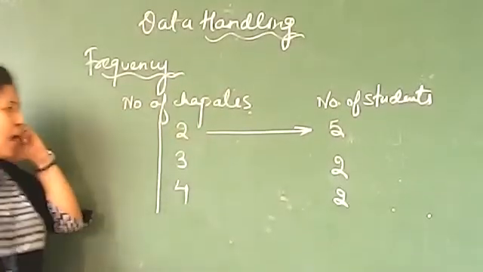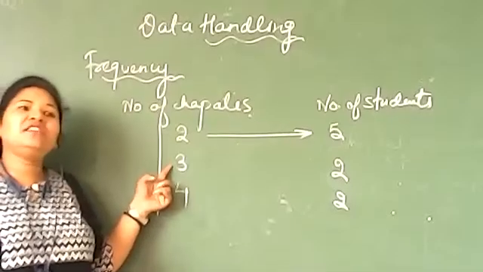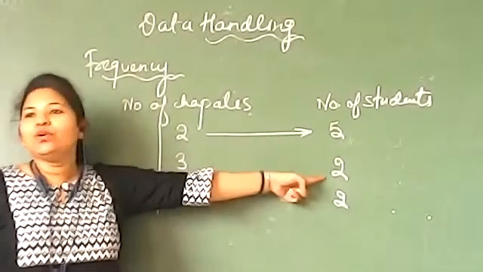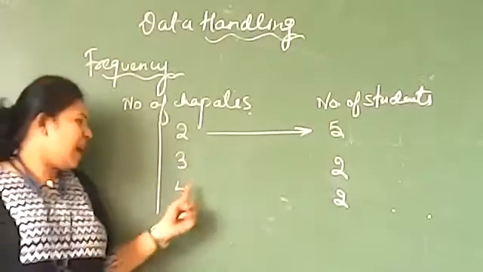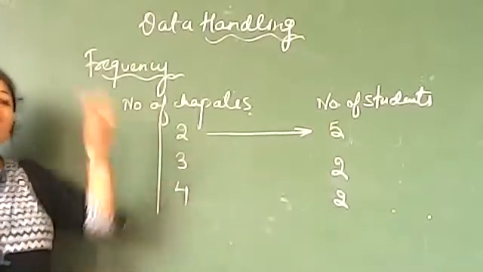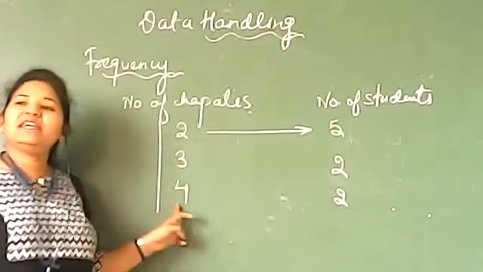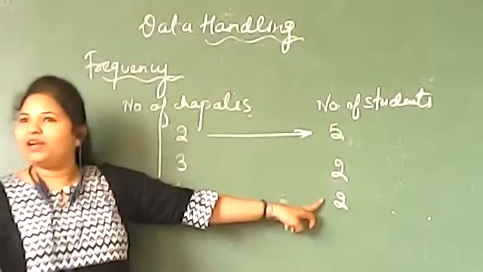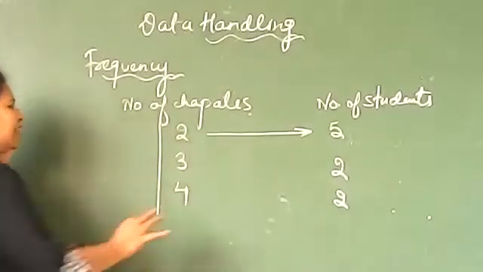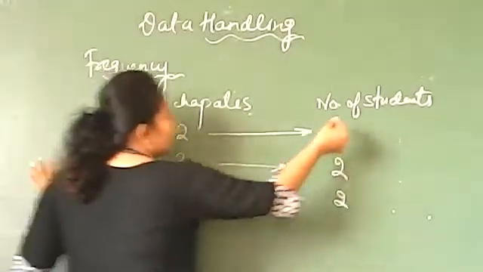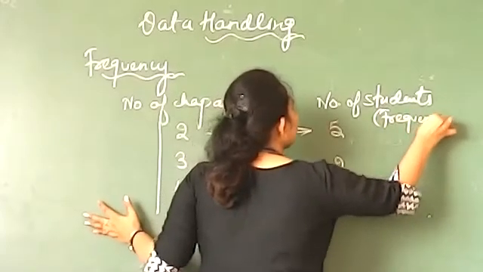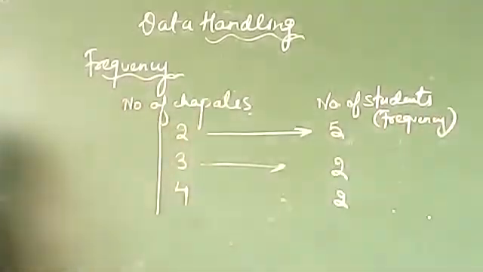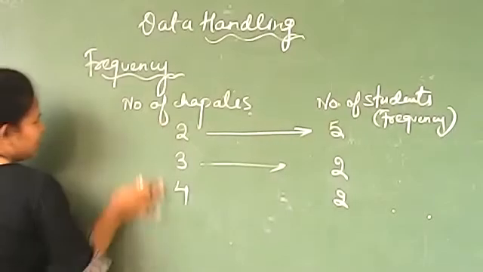ठीक है. Now, how many students have brought 3 chapatis? Only 2. So इसकी फ्रीक्वेंसी क्या हुई? 2. Fine. How many students have brought 4 chapatis? Only 2. इसकी फ्रीक्वेंसी क्या हुई? 2. Have you understood or not? Okay. Write it down, this example. This is number of students. This is called frequency. And now I am going to write down the definition over here.